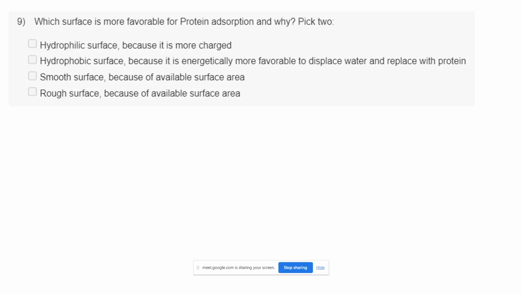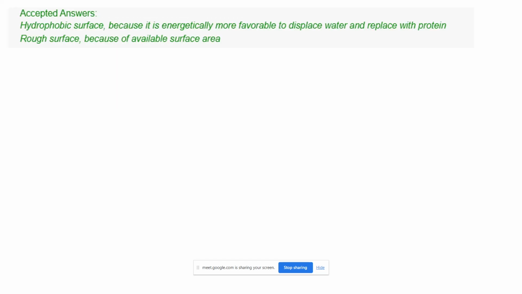Yes. 2 and 4 are the correct options. Hydrophobic surface because it is energetically more favorable to displace water and replace with protein, and rough surface because of available surface area.